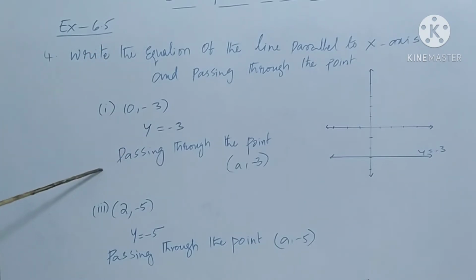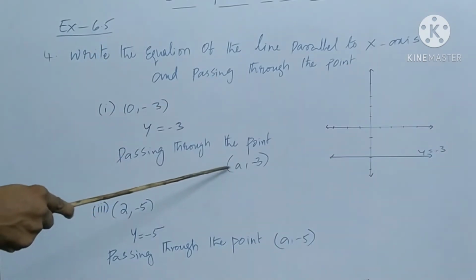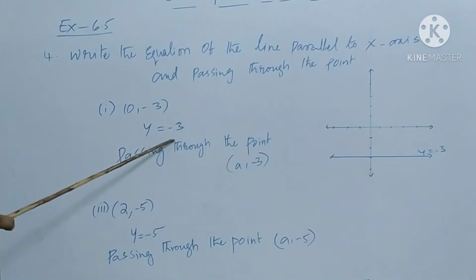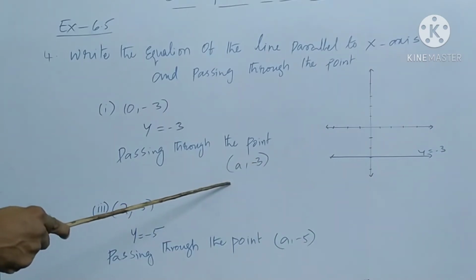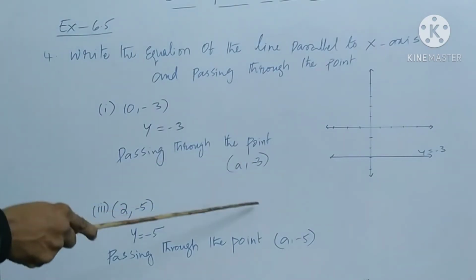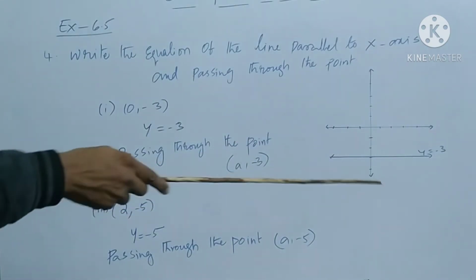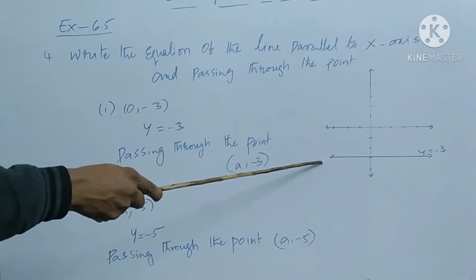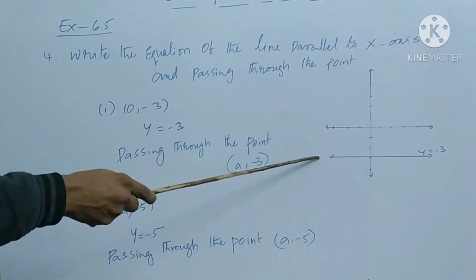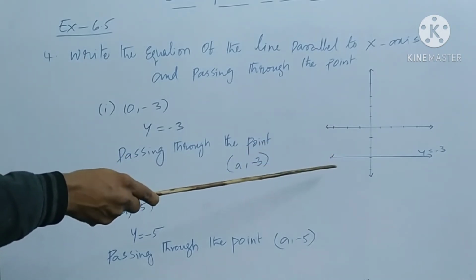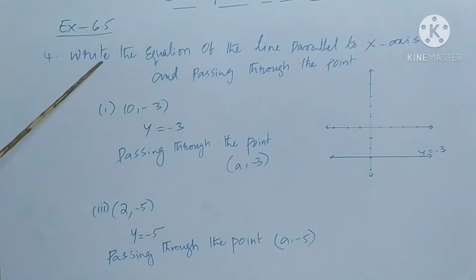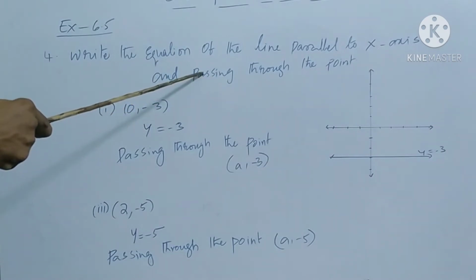Second one, passing through the point means a comma minus 3. For any value of x, y is a constant term, that is minus 3. The line is parallel to the x-axis like this. So y is equal to minus 3, which is parallel to the x-axis. This is the way we can write the equation of the given point and also the line passing through the point.